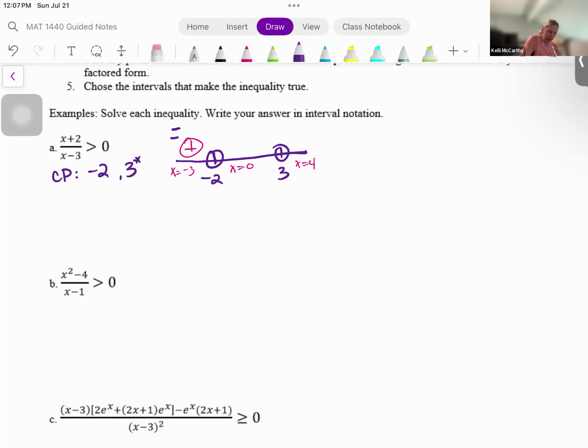Plugging in x equals 0, we get positive in the numerator, negative in the denominator. This is going to be negative. And plugging in x equals 4, we get positive in the numerator, positive in the denominator, and that ratio will be positive as well. We're looking for where this inequality is greater than 0, so that's going to be where it's positive. And that's going to be over the interval negative infinity to negative 2, union 3 to positive infinity.